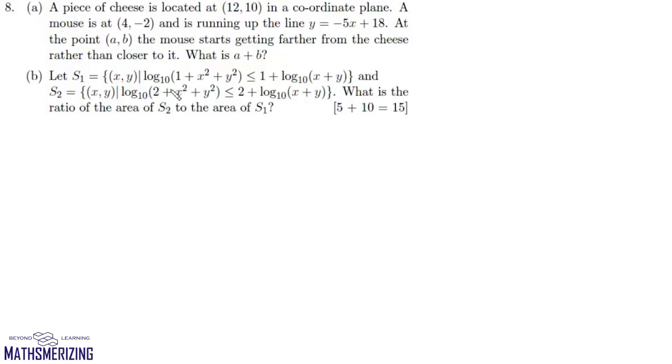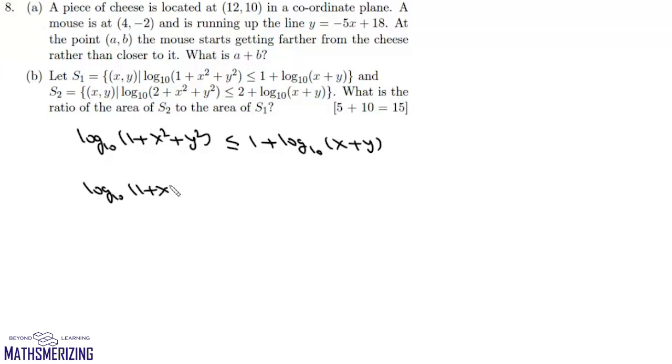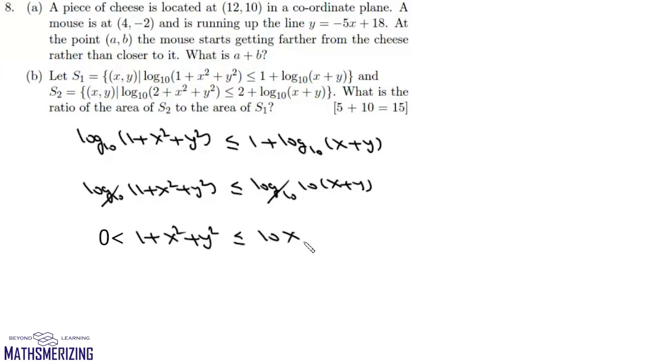Now question number 8 part B is, it says we are given that log of 1 plus x square plus y square will be less than or equal to 1 plus log of x plus y. Now we can write log of 1 plus x square plus y square will be less than or equal to log of 10 times x plus y. Now since the base is greater than 1, we can cancel log with log. So we can write 1 plus x square plus y square will be less than or equal to 10x plus 10y, which represents the region inside this circle, which is x square plus y square minus 10x minus 10y plus 1 equals 0.